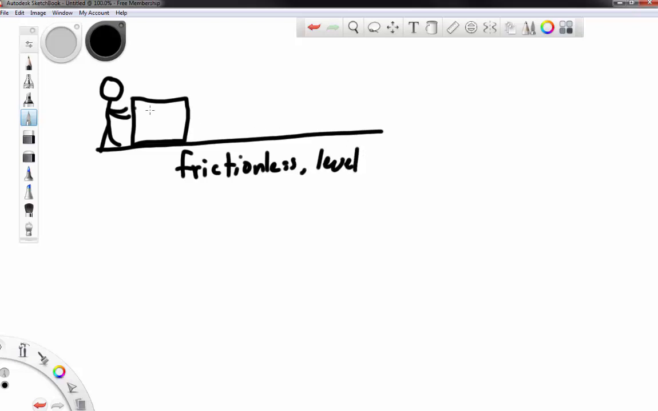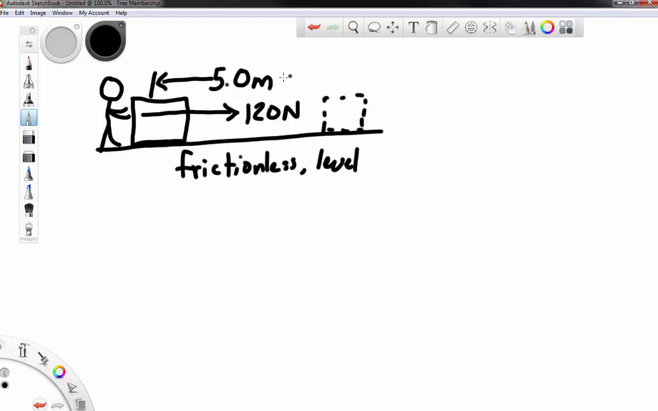And he is pushing with a force of 120 newtons in the horizontal direction. And he pushes the block for a total of 5 meters. So let's put on our 5.0 meter push distance. We want to know how much work he does.